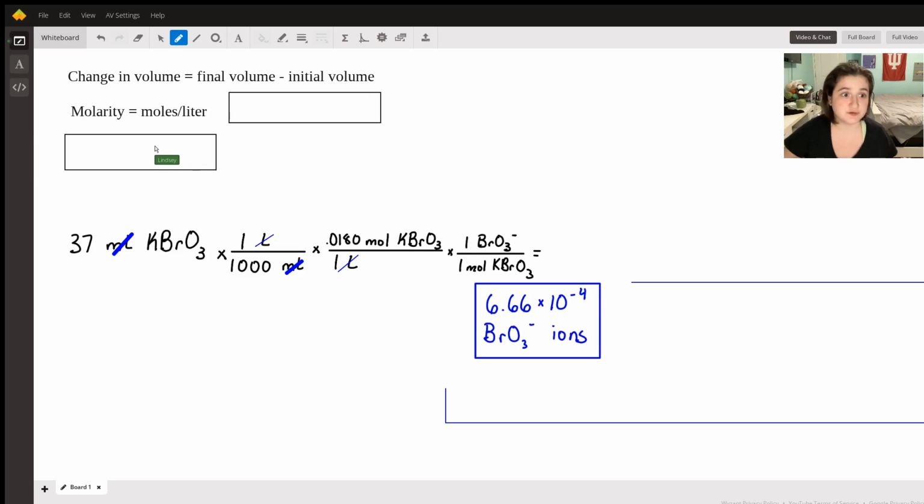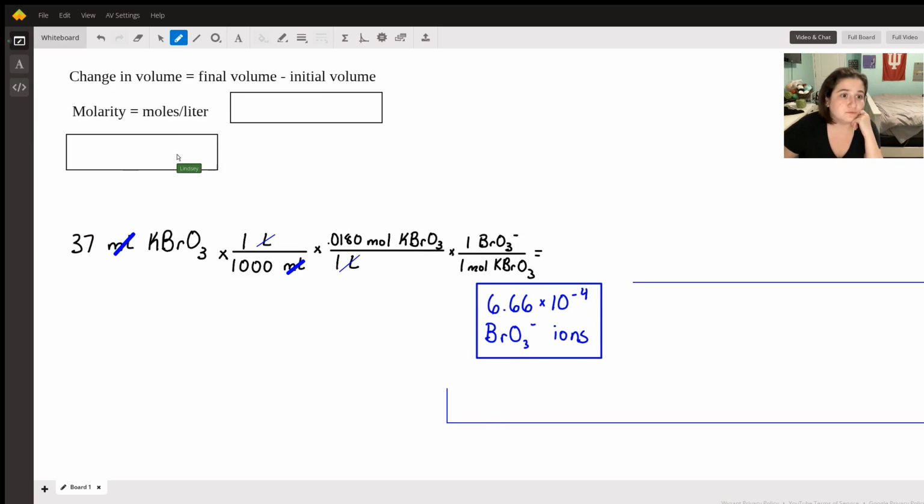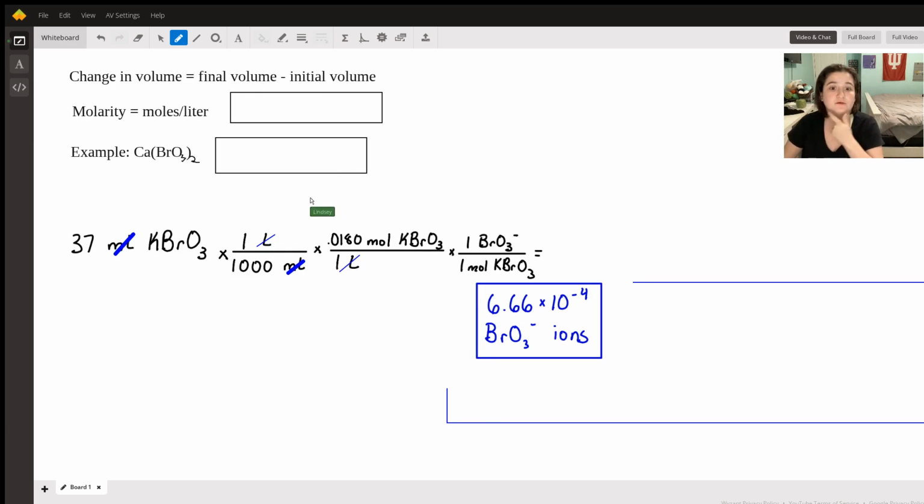Now I'm going to give you an example here. Say that instead of potassium bromate, we had calcium bromate. This is a 3 and this is a 2, by the way. So that would mean that we have 2 moles, because there's 2 bromate ions per 1 mole of calcium bromate. Let me know if you don't understand that in the future. But in this case, we are simply using 1 mole potassium bromate, and in each mole of that, we have 1 bromate ion. So we do this by multiplying and dividing across.